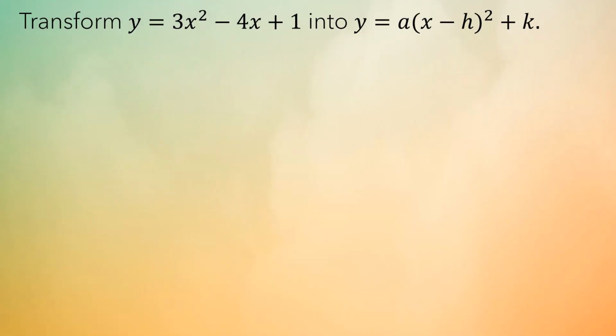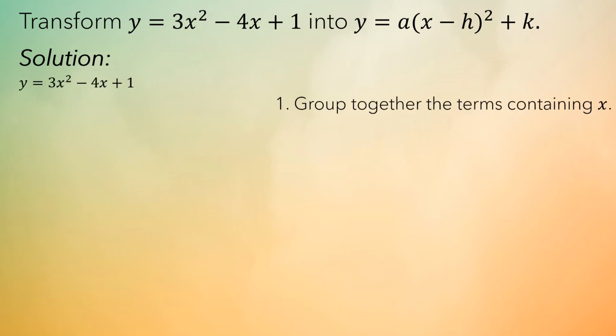Let's have another example. Transform y equals 3x squared minus 4x plus 1 into y equals a times x minus h quantity squared plus k. So for our solution, first, group together the terms containing x. So in here, since may variable x ang 3x squared and negative 4x, so iyon yung i-group natin using the open and close parentheses. And then, i-factor out natin or ihiwalay natin yung positive 1 dahil wala siyang variable x.